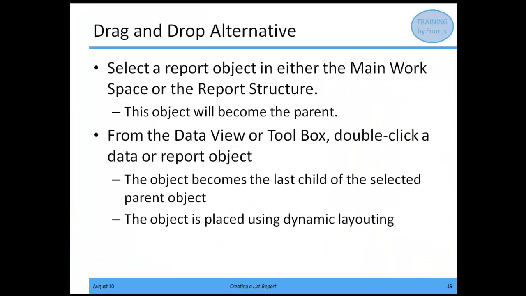One very usable alternative to dragging and dropping is this drag and drop alternative. What I can do is select a report object in either my main workspace or in the report structure. I'm selecting the object that I know I want to be the parent. Once that object is selected, from my data view or from my toolbox, I can double click on an item, and that item will become the last child of the selected parent object. This object will always be placed using dynamic layouting if I'm using this drag and drop alternative.